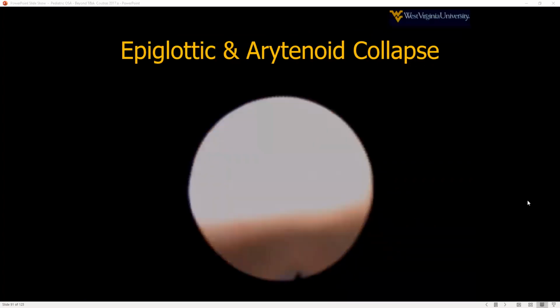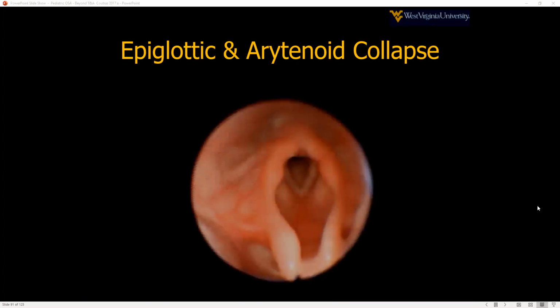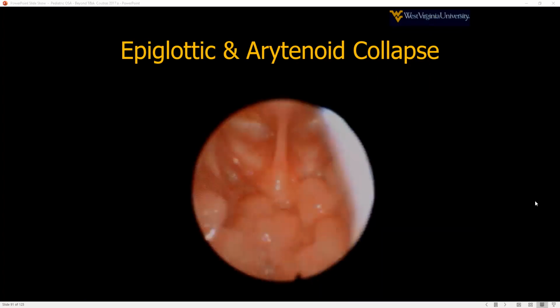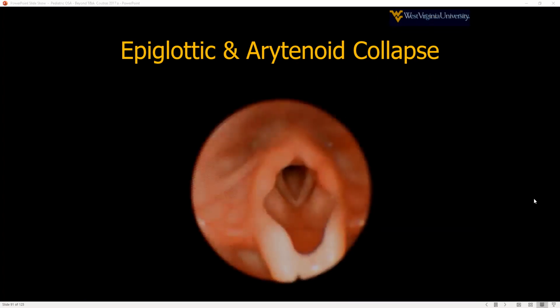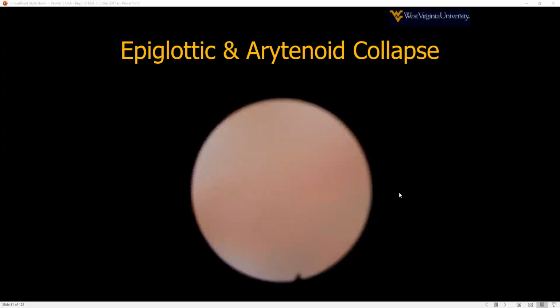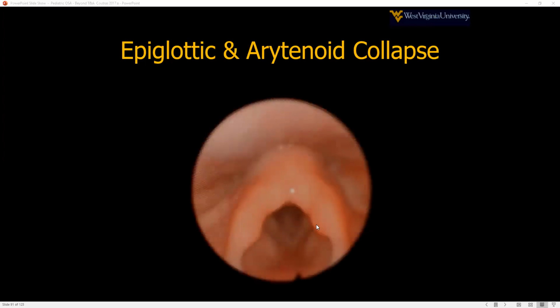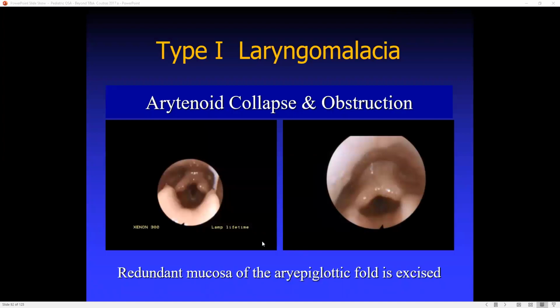Okay, so this is a drug-induced sleep endoscopy. So that's with chin lift, looking at the lingual tonsils, and see the short AE folds on the chin lift. And then you've got a little bit of excess mucosa on the arytenoids. So redundant mucosa of the arytenoids. Let's see, this is the video here.